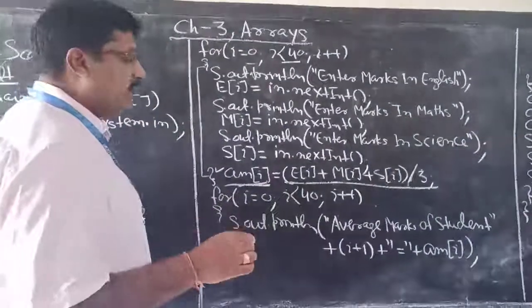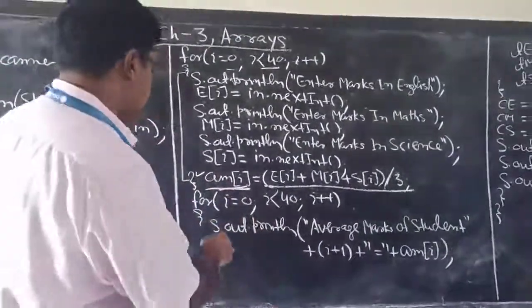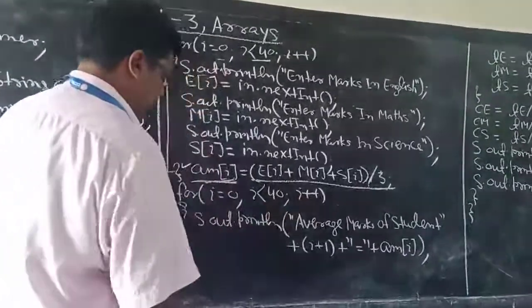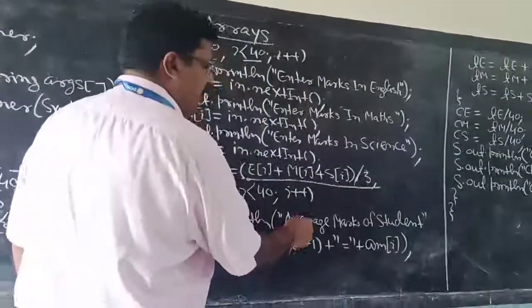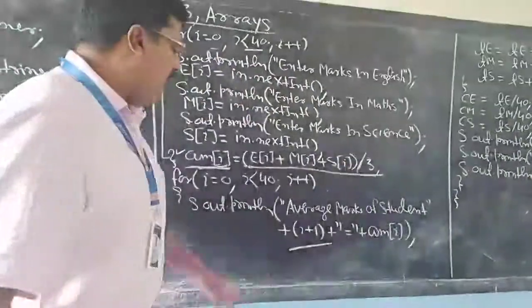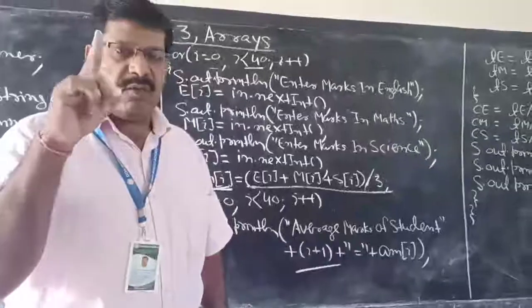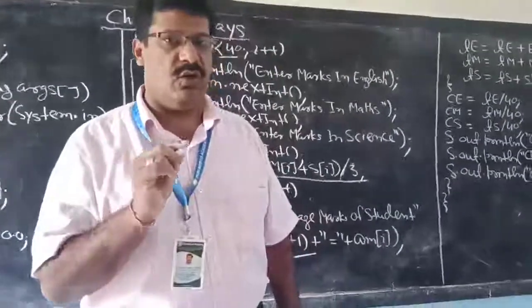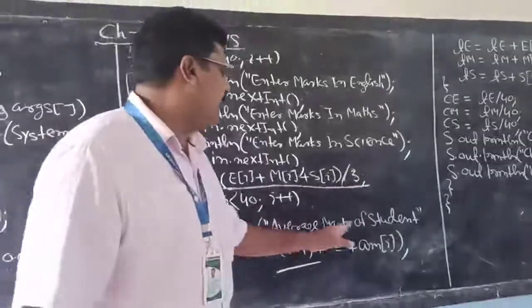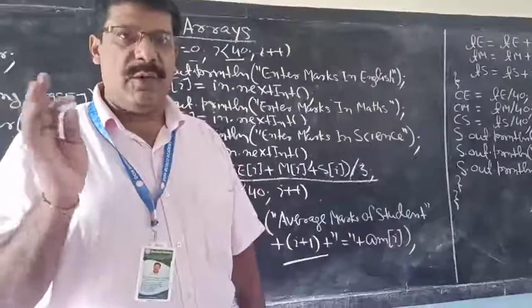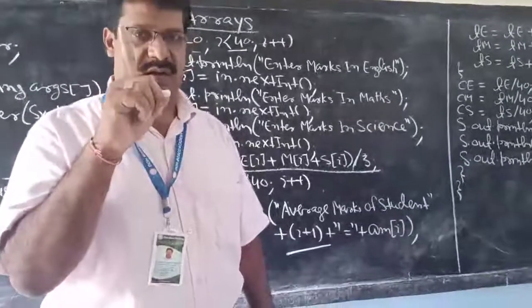Now print the average marks for each student. So another loop for i equals 0, i less than 40, i plus plus. System.out.println average marks of student i plus 1. Now why i plus 1? See, in our daily life the counting begins from 1, not from 0. So if we write average marks of student 0, it won't look nice. So what we want is to print it from 1.